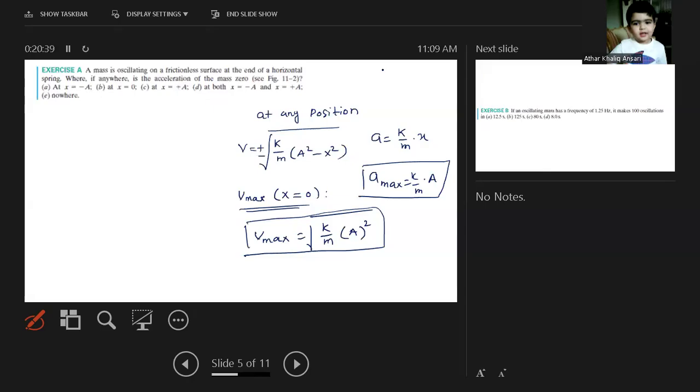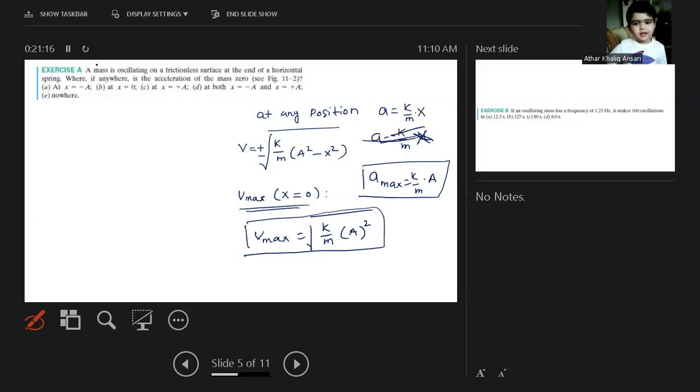Acceleration is normally k over m times x. General acceleration is k over m times x, but when it is maximum, it is k over m times a. Let's rewrite it. It doesn't look like x, okay, this is x now. I will write it here: k over m times x.